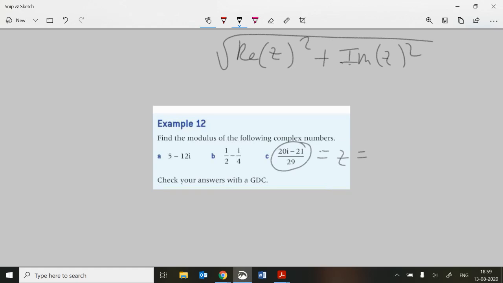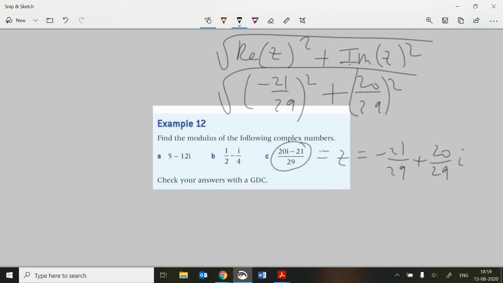Now, we need to split this one up a bit, don't we? So we need to say that this is minus 21 over 29, and then plus 20 over 29i. We can see that the real part of this is going to be minus 21 over 29 squared, and the imaginary part is going to be 20 over 29 squared, and then we can square root that thing, and that's going to give us our answer.